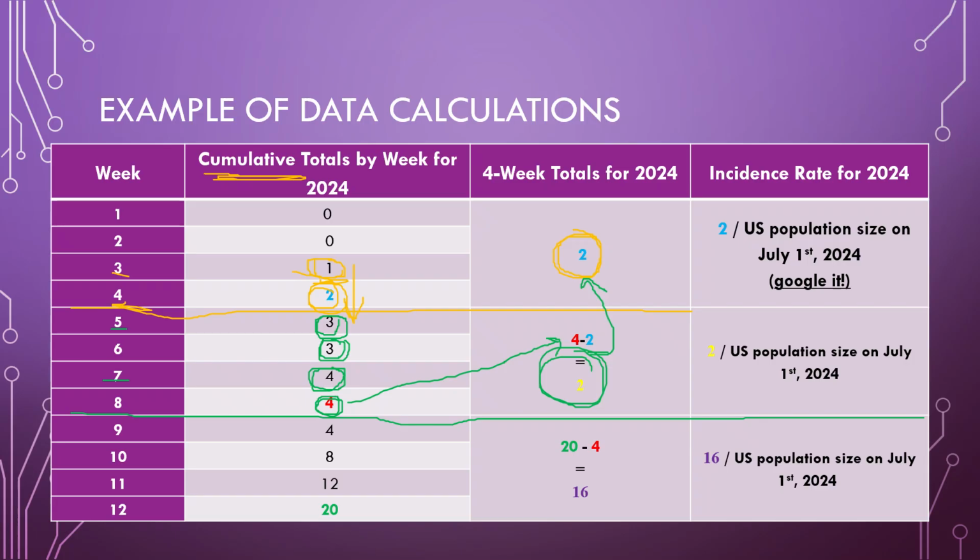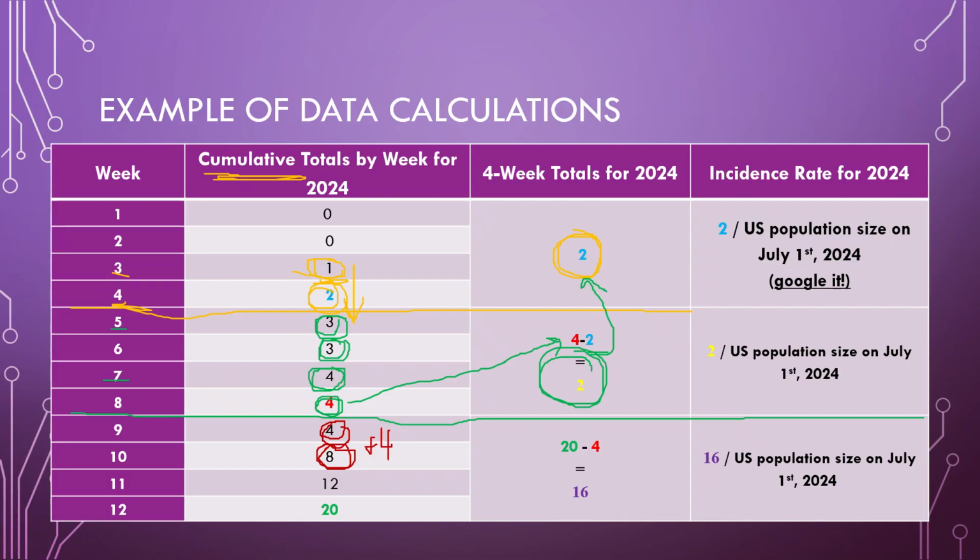All right, from there we go to week 9. There's still only 4 cases. That means there's no new cases there. And then week 10, we get kind of a jump here, and we end up with 8 total cases, meaning we have added, and I'm so sorry, this is so ugly, 4 new cases.